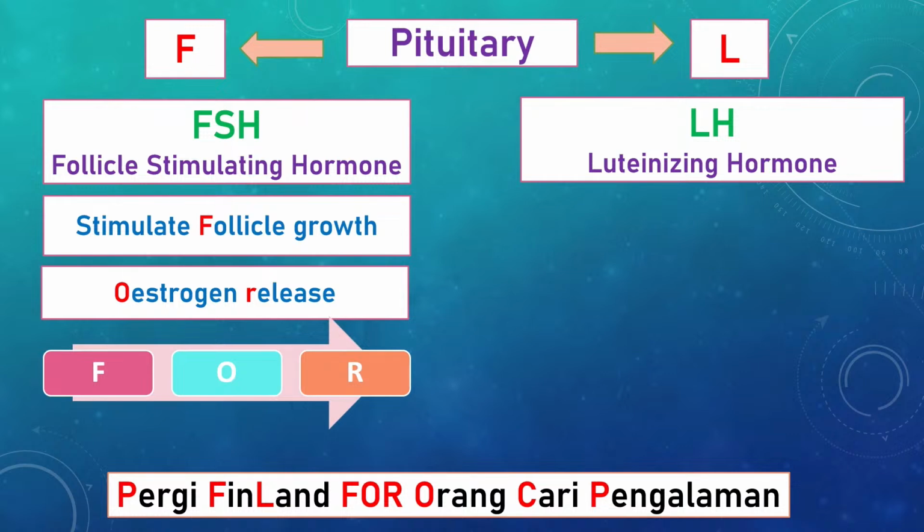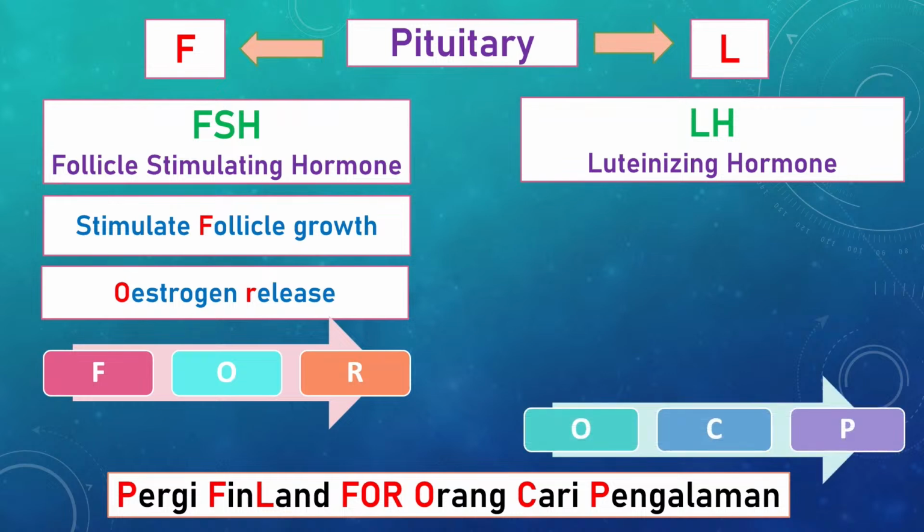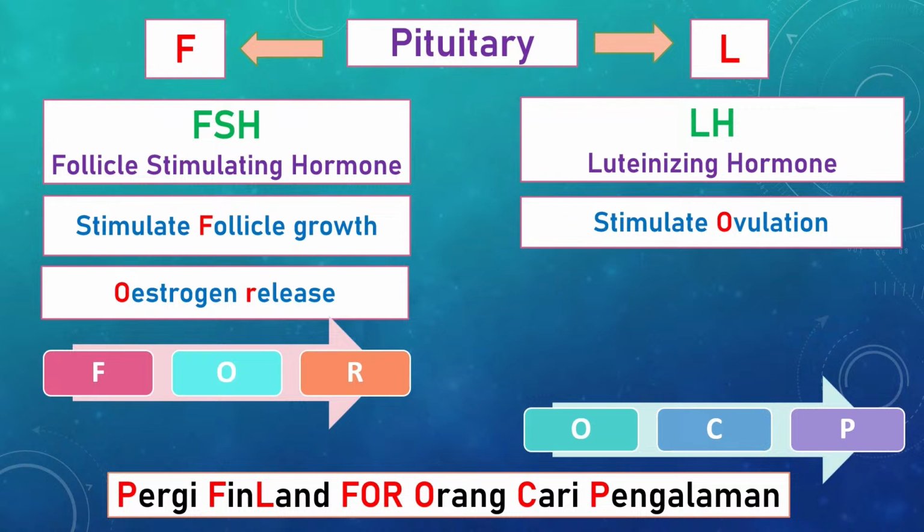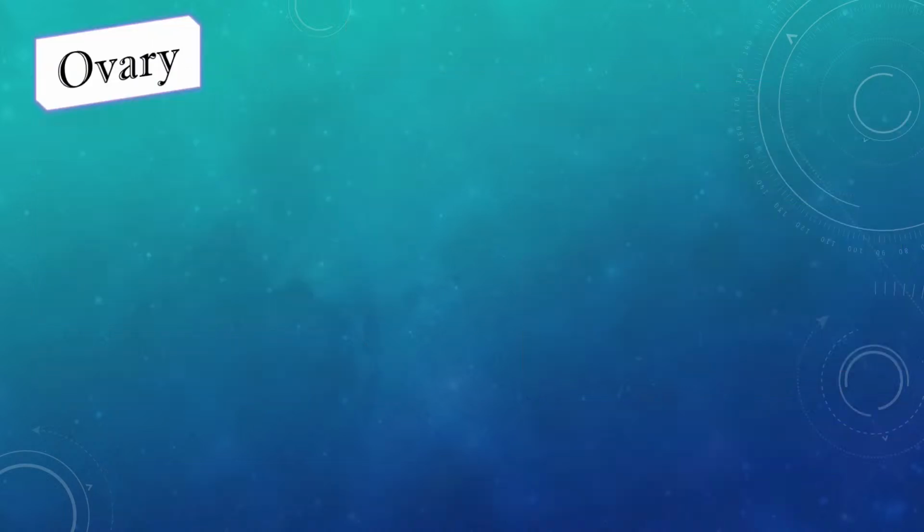Now for LH, on the other hand, teacher want to use OCP. Orang cari pengalaman, original chicken pie, right? OCP. How to relate this OCP with LH? O for ovulation, C for corpus luteum.